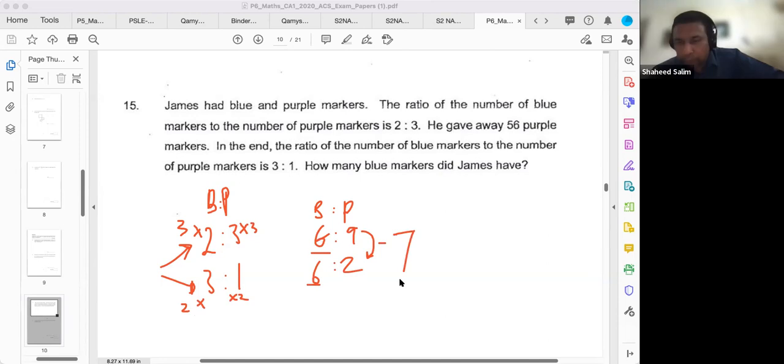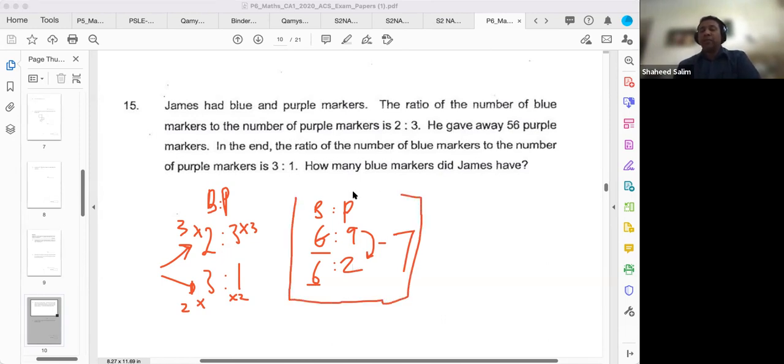You know how to solve now? So purple went down by 7 units now. This part, do you understand this part now? Okay. So purple went down by 7 units. This 7 units is the 56, because he gave away 56. He gave away 7 units. So 7 units must be equal to 56. You get it? 1 unit is equal to 56 divided by 7, which is 8.